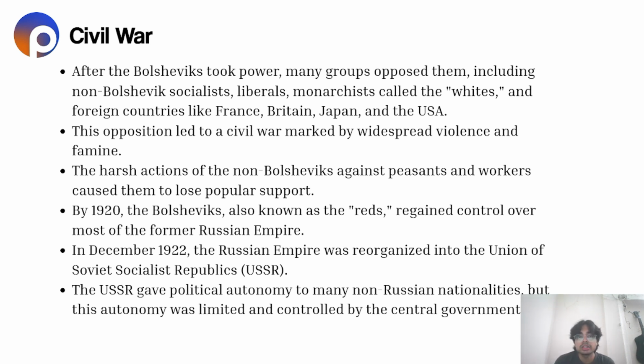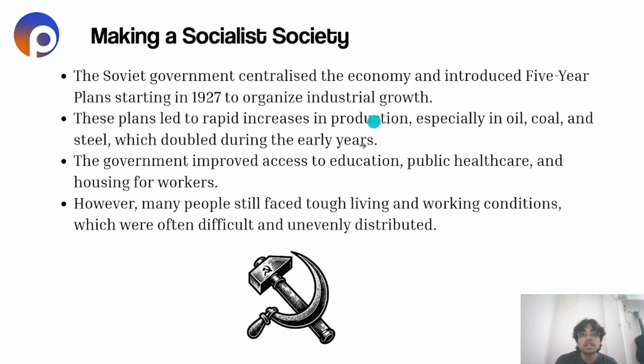So in December 1922, the Russian Empire was reorganized into the Union of Soviet Socialist Republics, which is USSR. Now, the USSR gave political independence to many non-Russian nationalities, but this autonomy was limited and controlled by the central government, making a socialist society. The Soviet government centralized the economy and introduced 5 year plans starting in 1927 to organize industrial growth.